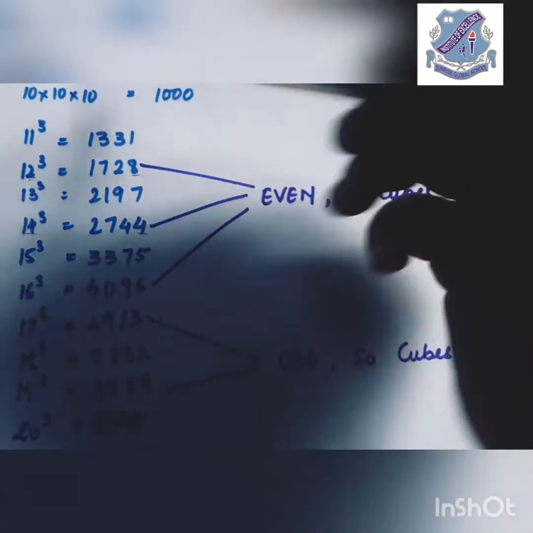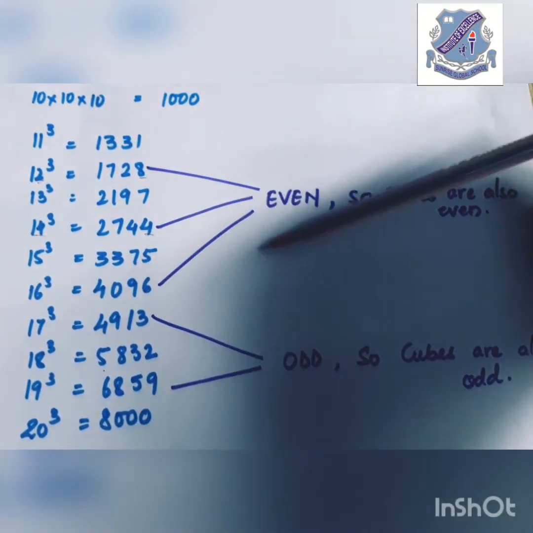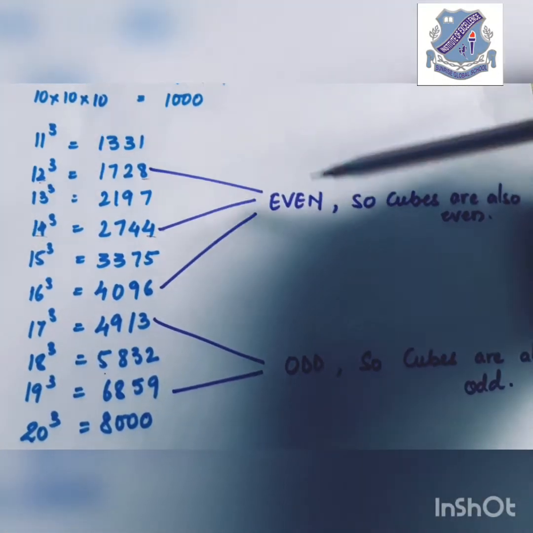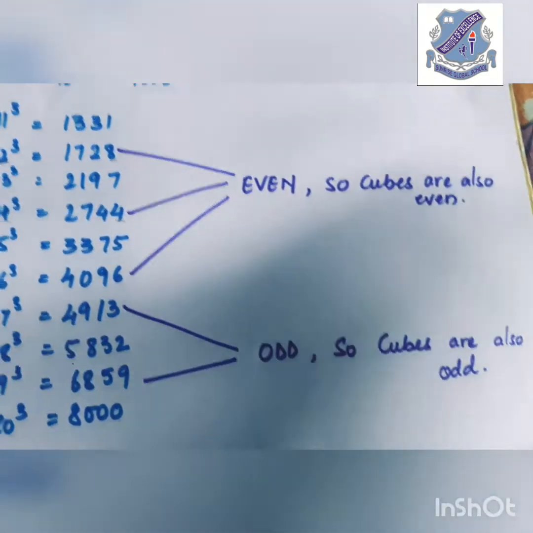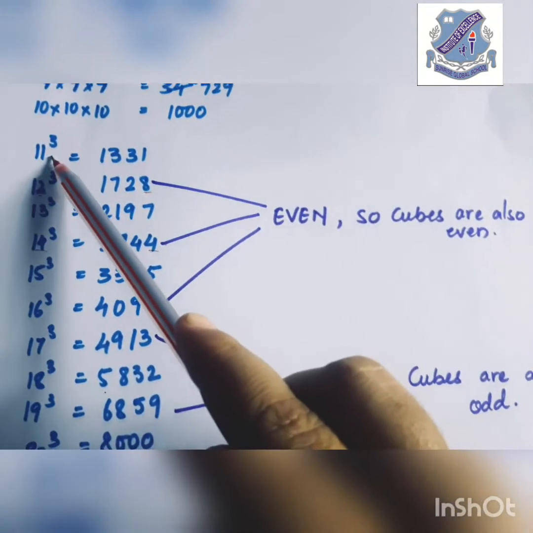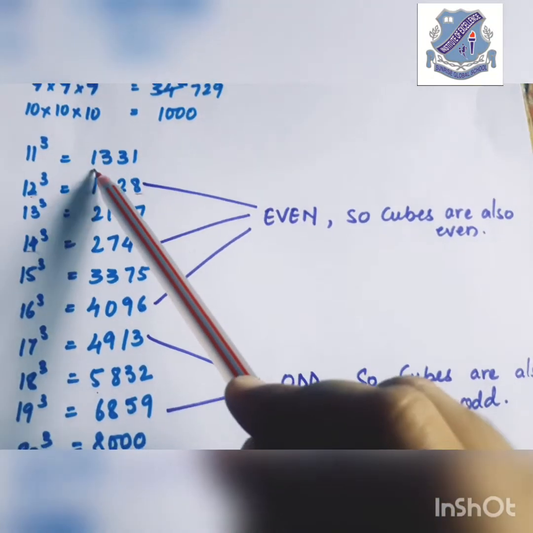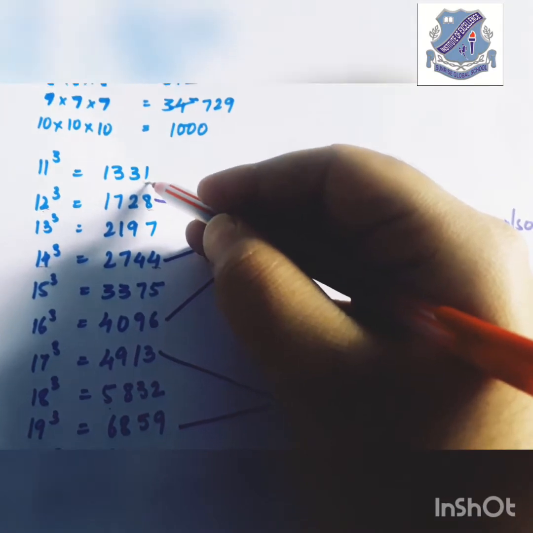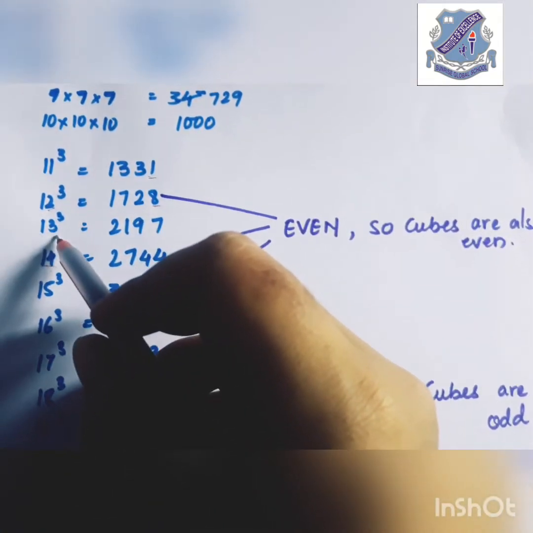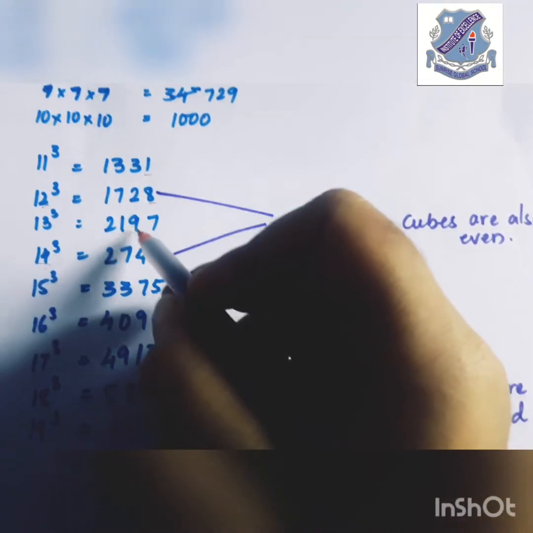So one thing that we learn from this is that if the number is even, the cube will also be even. Similarly, if we go with an odd number, you can see that 11 cube is 1331, so this number is also an odd number. Similarly, 13's cube is 2197.